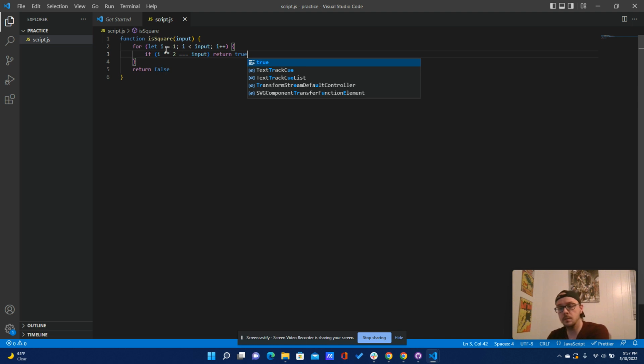Well, this is to the power of 2. You can do the Math.pow thing. You could also just do I times I because it's squaring it. And then we've got strict equality to input and then return true.